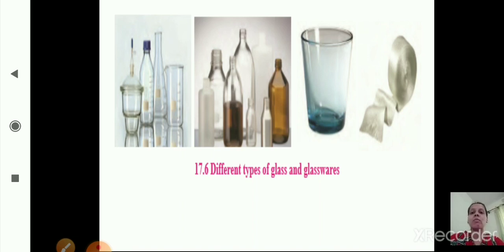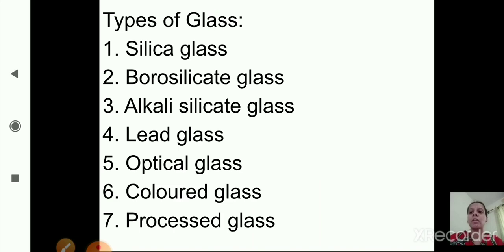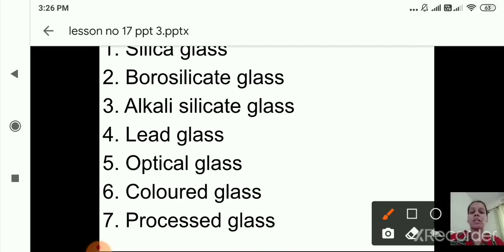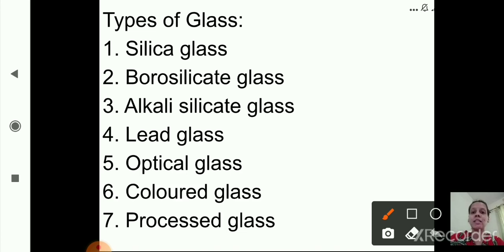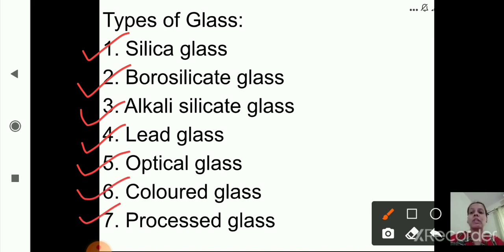Now once again we will revise the different types of glass which we have studied today. The first one is silica glass, second is borosilicate glass, third is alkali silicate glass, fourth is lead glass, fifth is optical glass, sixth is colored glass, and seventh is processed glass. In this lesson we have studied the types of glasses and their uses. After that we have studied the effect of glass on the environment. We have studied two effects of glass on the environment.